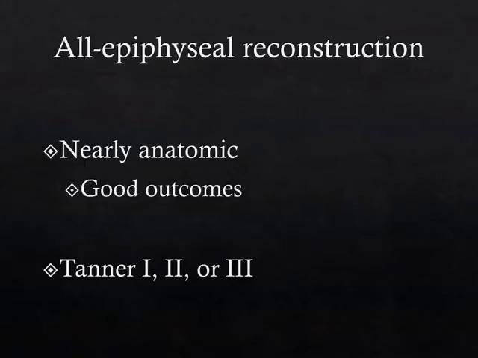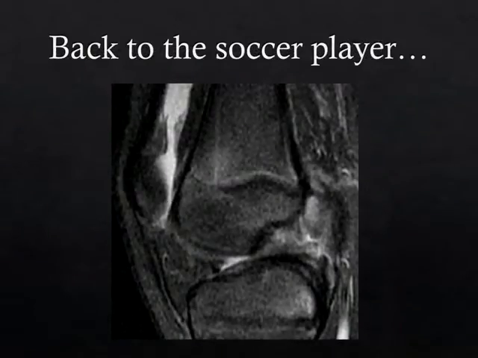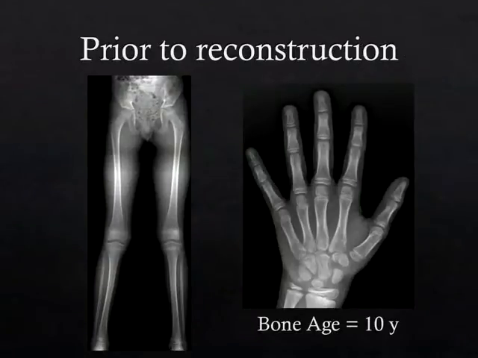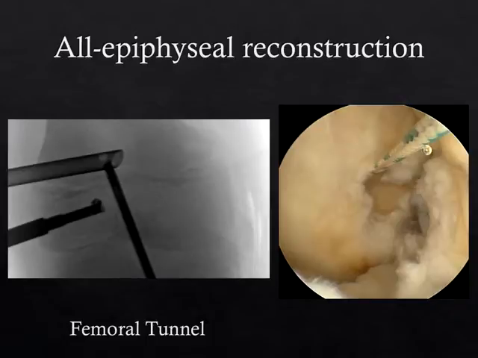Again, this has had good outcomes used in older kids, so that's what this child ended up getting, who had a complete ACL tear. Again, we will do standing bilateral lower extremity radiographs to check for any existing length discrepancies or angular deformities, and then verify the bone age using the Greulich and Pyle method.